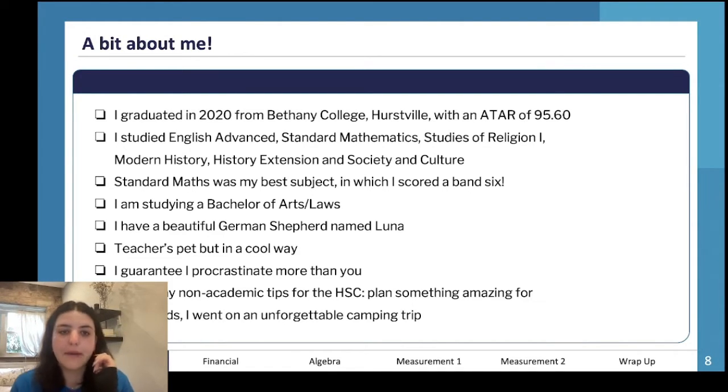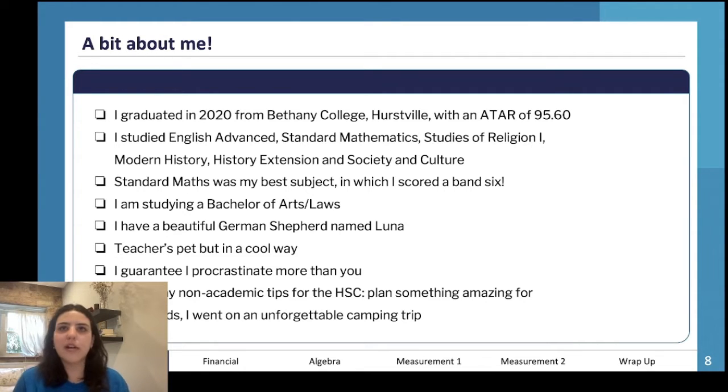Okay, a little bit about me. Every year, this year gets further and further away. I graduated in 2020, which used to seem really recent, but now this is my 4th year out of high school. From Bethany College in Hurstville, I had an ATAR of 95.6. I studied English Advanced, Standard Mathematics, Studies of Religion Unit 1, Modern History, History Extension, and Society and Culture. In Year 11, I did Ancient History, and I also did Extension English, and I didn't do History Extension until Year 12 because it's a Year 12 subject.